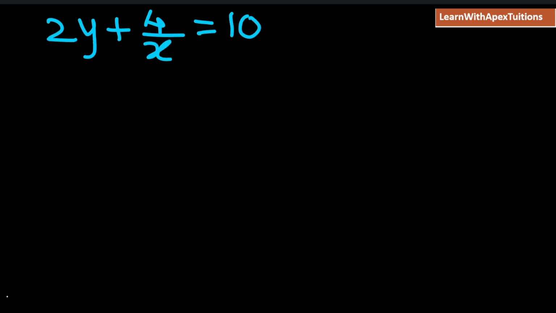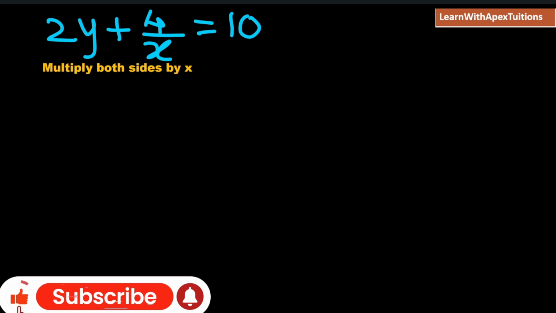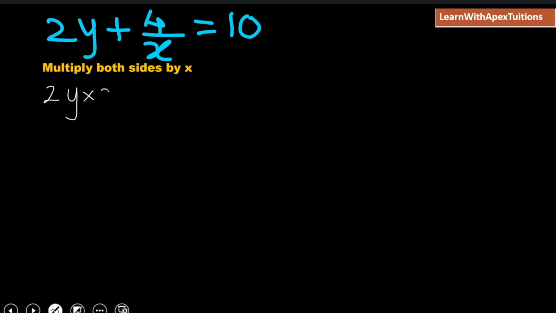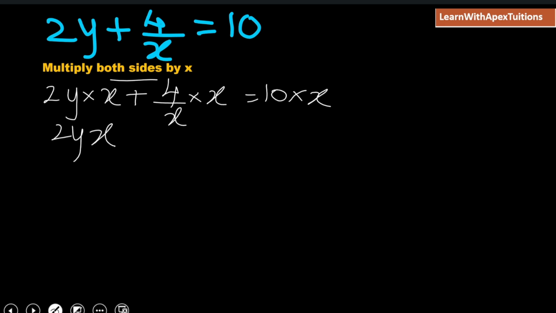Okay, let's take one more example. 2y plus 4 by x is equals to 10. Here x is in the denominator. So multiply both sides by x. 2y into x plus 4 divided by x into x is equals to 10 into x. Both side here means LHS and RHS. 2y into x is 2yx plus x will get cancelled. 4 is equals to 10x.